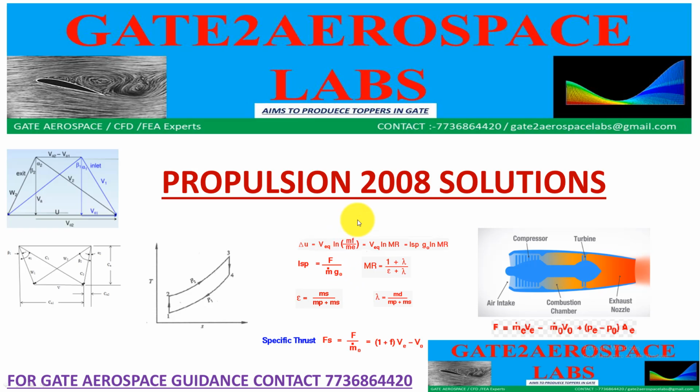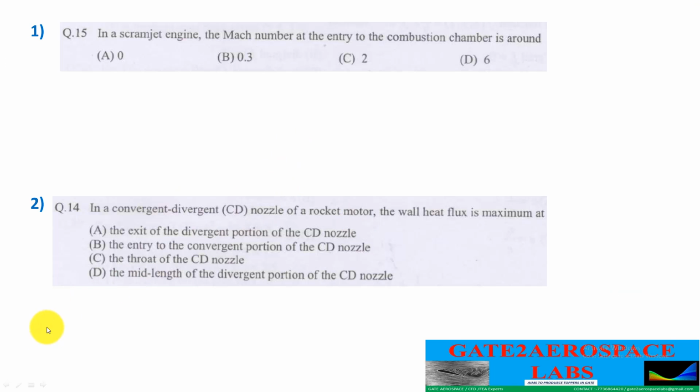Let's take the first question. In this first question, it is given that in a scramjet engine, the Mach number at the entry to the combustion chamber. First of all, we will see what a scramjet engine is.